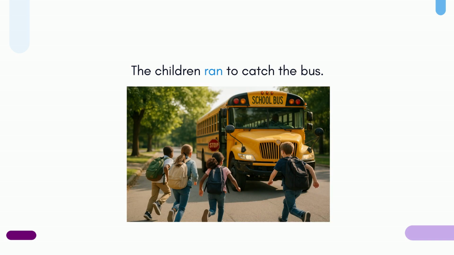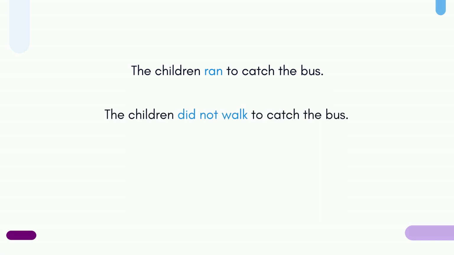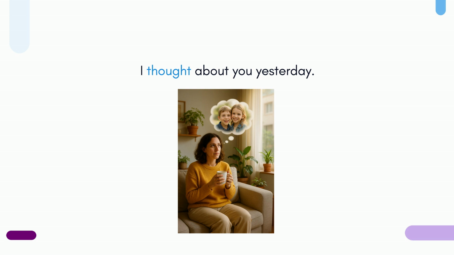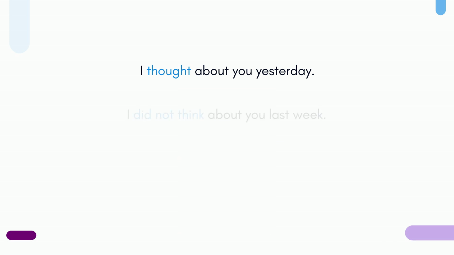The children ran to catch the bus. Can we say what did not happen? The children did not walk to catch the bus. We used did not and used the base form of the verb walk. Last one before we finish. I thought about you yesterday. How can we say that this did not happen last week? I did not think about you last week. We added did not and changed thought to think. That was excellent.